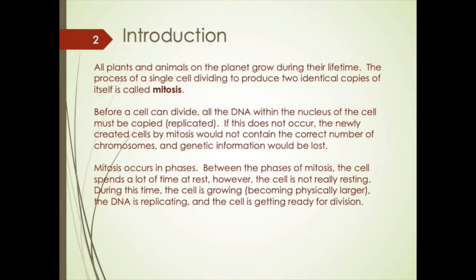Introductions. All plants and animals on the planet grow during their lifetime. This is a process of a single cell dividing, producing two identical copies, called mitosis. Before a cell can divide, all DNA within the nucleus of the cell must be replicated. If this does not occur, the newly created cells would not contain the correct number of chromosomes, and genetic information would be lost.